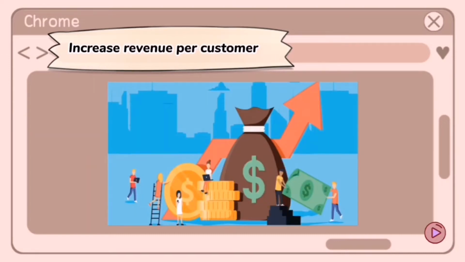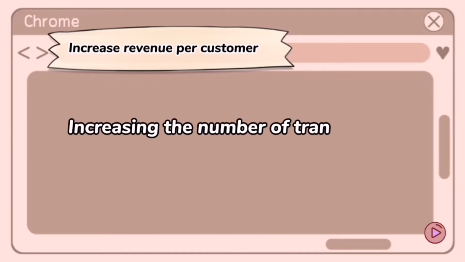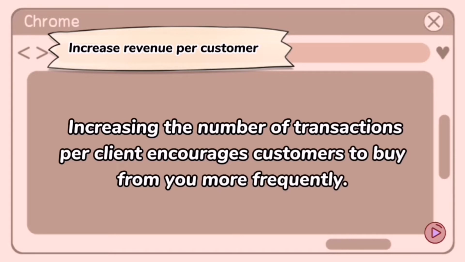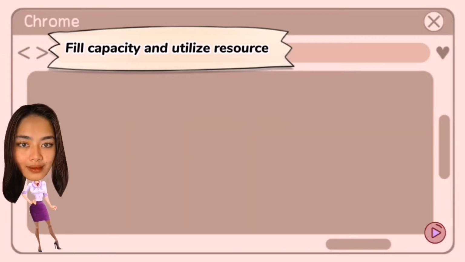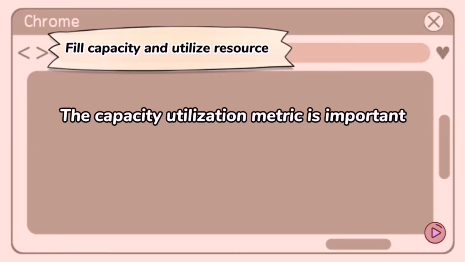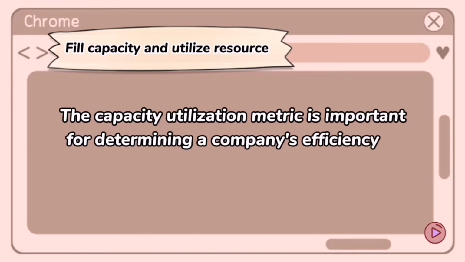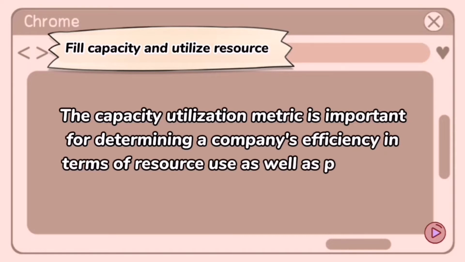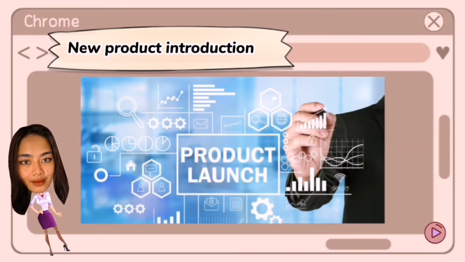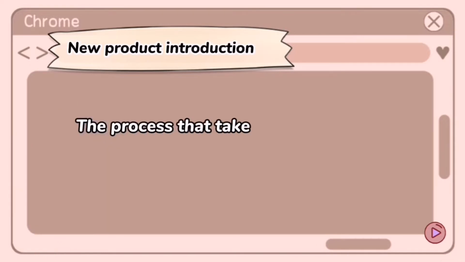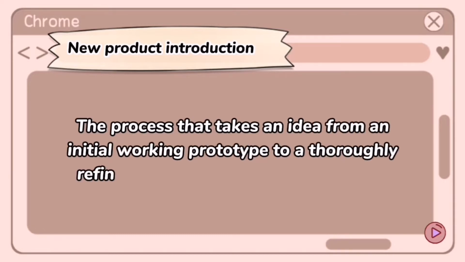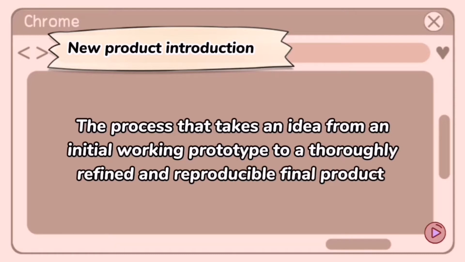Beat the competition. Attempting to obtain or gain something that others are also attempting to obtain or win. Next is increase revenue per customer. Increasing the number of transactions per client encourages customers to buy from you more frequently. Fill capacity and utilize resource. The capacity utilization metric is important to determining a company's efficiencies in terms of resource use as well as preparing for the future. So the next is new product introduction. The process that takes an idea from an initial working prototype to a thoroughly refined and reproducible final product.